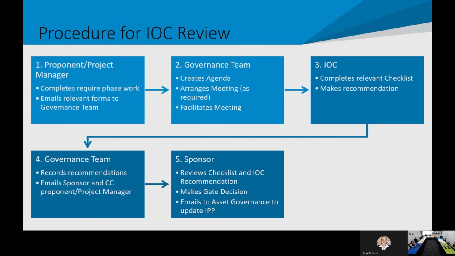Then obviously we then have the meeting. So as part of the IOC, you're required to review. There's a checklist for each of the gates, so 1, 2 and 6. On gates 1 and 2, it's just the IOC and sponsor reviewing or filling in that. Whereas for gate 6, there's a part A and part B. So the project manager will fill out part A and then part B will be for the IOC and sponsor.